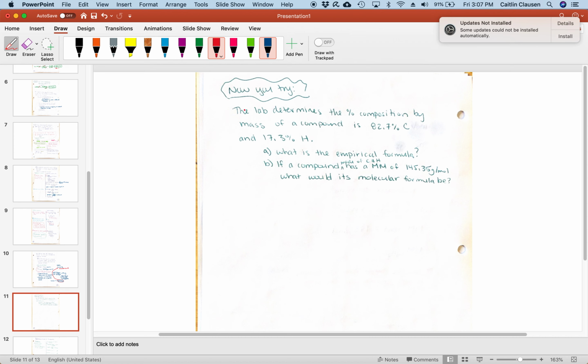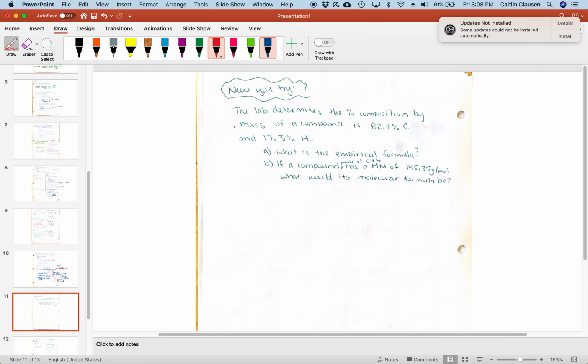So this question's asking, the lab determines the percent composition by mass of a compound is 82.7% carbon and 17.3% hydrogen. Part A, what is the empirical formula? Part B, if a compound made of carbons and hydrogens has a molar mass of 145.35 grams per mole, what would its molecular formula be?